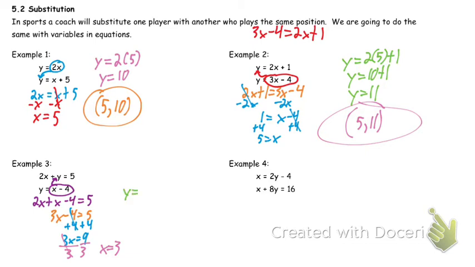So y is equal to, and let's make sure we give ourselves room, 3 minus 4. What is 3 minus 4? Negative 1. So our final answer ends up being (3, -1). Questions on that? Questions on that one at all? No? Okay. Now, number 4, we have a slight difference.